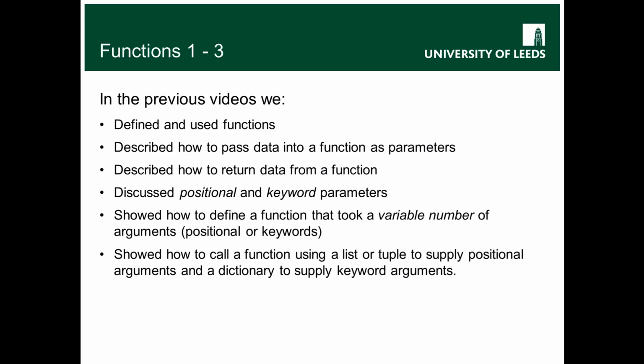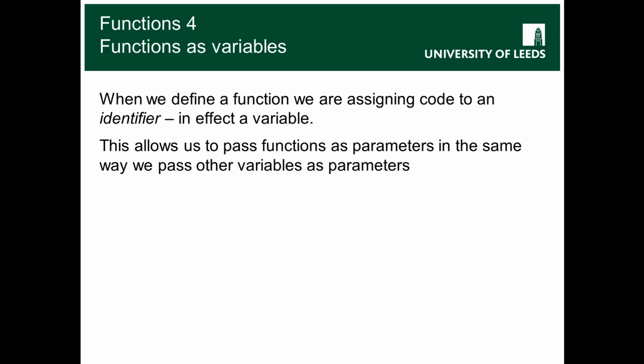So in this video we're going to talk a little bit more about what functions actually are and some of the other things you can do with them in Python. The first thing is to think about what we're actually doing when we define a function in Python code. We're creating a block of code and assigning that to an identifier. So when you do def function, what you're saying is create an identifier, a variable called function, and then assign it the value of this bunch of code. Why is it important to think about this? Well, this allows us to use functions as parameters, so we can pass a function into a function in the same way that we pass other types of variables into functions as parameters.